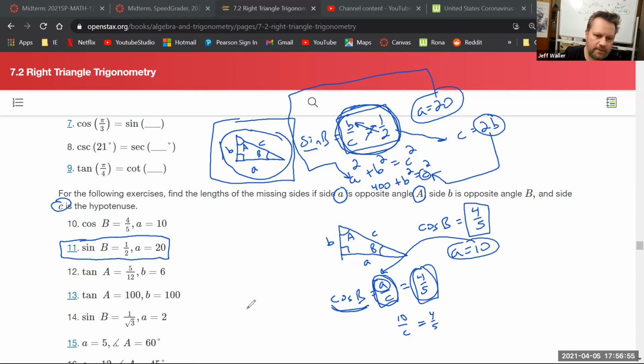This is a fundamental, straightforward thing that helps you. If you understand these problems, the word problems are a little bit easier to handle.